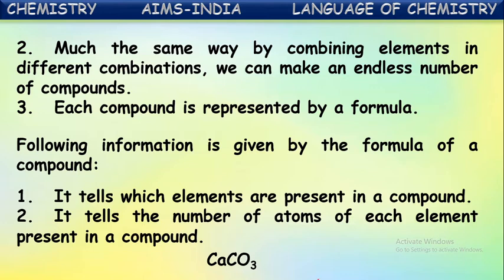For example, in calcium carbonate, the formula shows the elements which combined to form this compound: calcium, carbon, and oxygen. So these three different elements are present. One more piece of information is how many atoms of each element are present. Each molecule contains one calcium atom, one carbon atom, and three oxygen atoms. So this is the information given by the chemical formula of a compound.